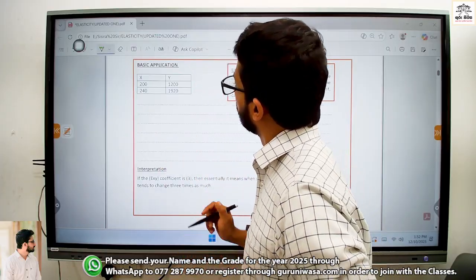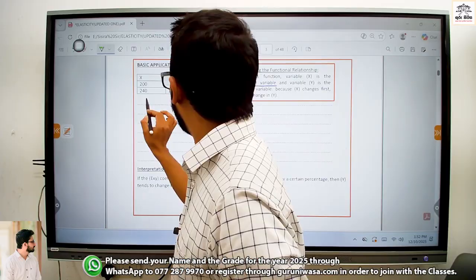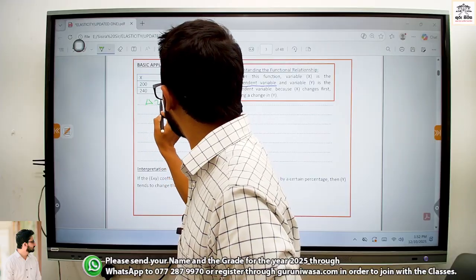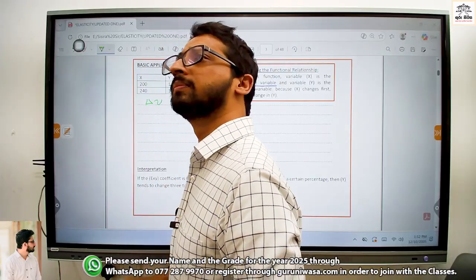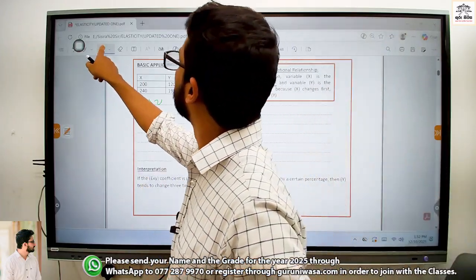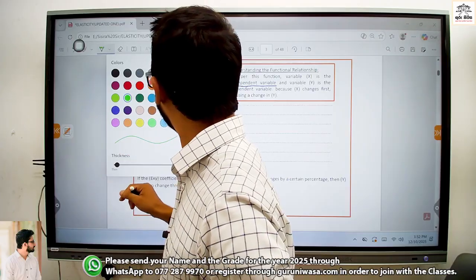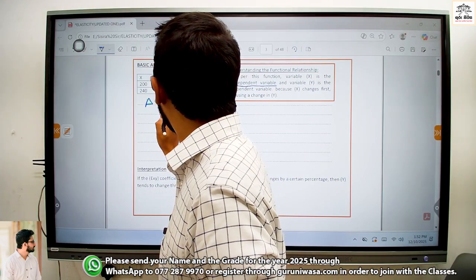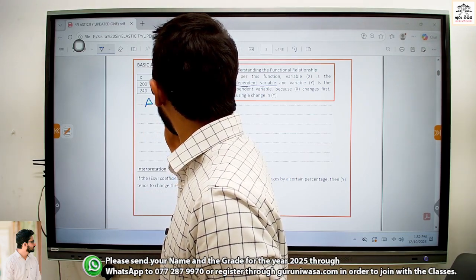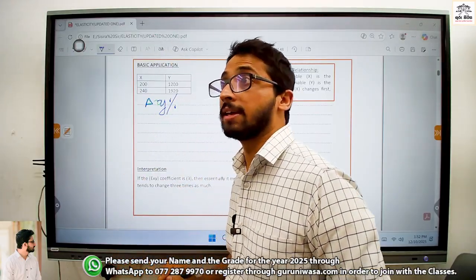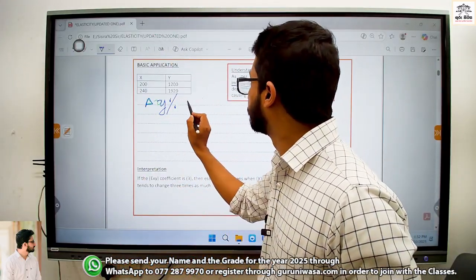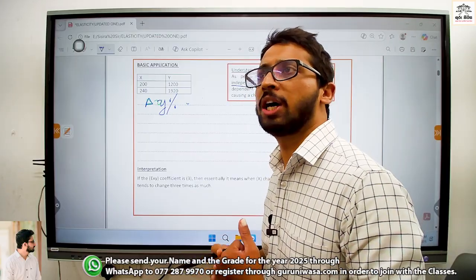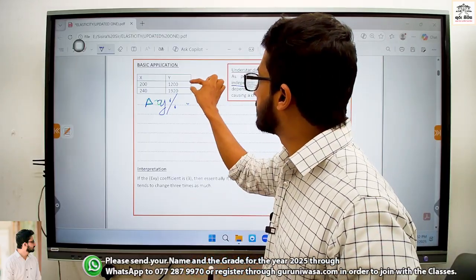Right. Look at the board. I want to calculate the percentage change in variable y. What should I do? I want to calculate the percentage change in y.